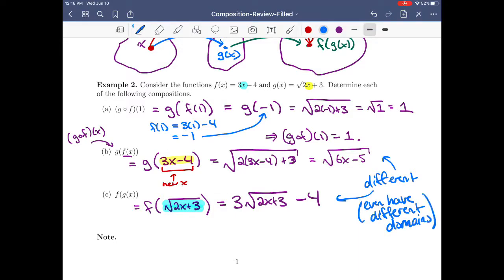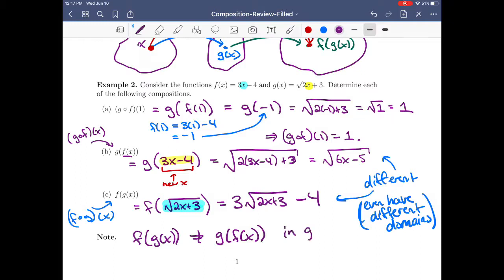Okay, so they're not even defined for the same x values. For instance, f of g of x is defined when x is 0, but g of f of x is not. Okay, so this one is f composed with g of x. So my note here is that f of g of x does not equal g of f of x in general. Or you could say f composed with g does not equal g composed with f. Okay, so those two functions are not the same.